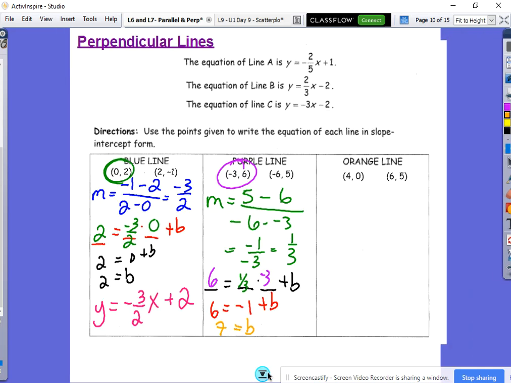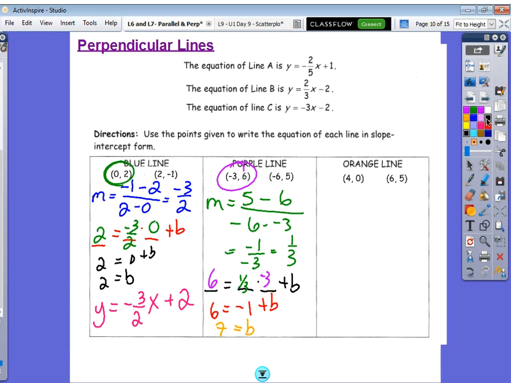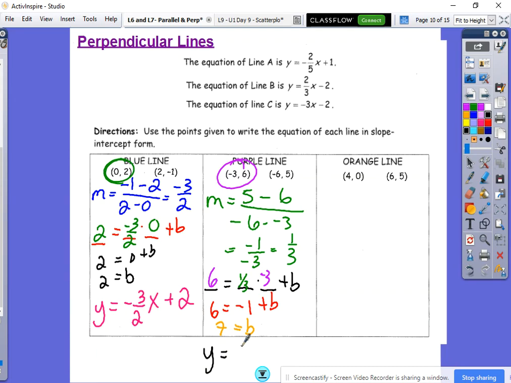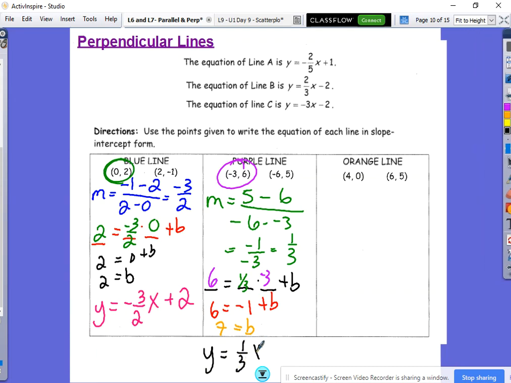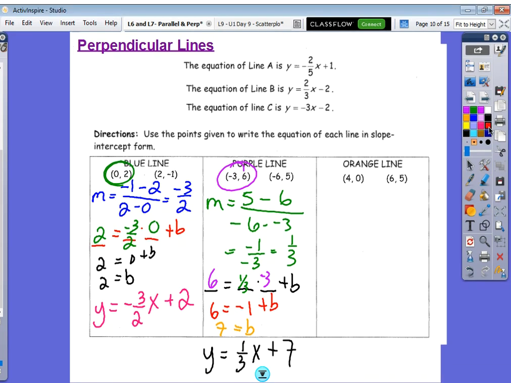So kind of ran out of room there, but what is our equation? Our equation ends up being y equals positive 1/3 x plus 7. Okay, so there's our equation for the purple line. And then last but not least, the equation for the orange line.